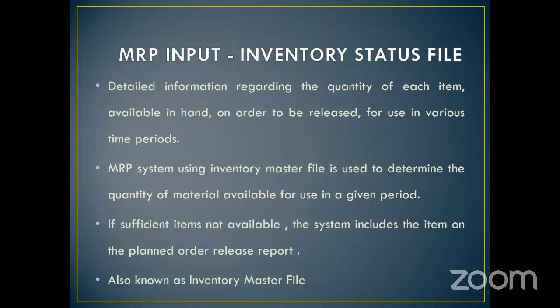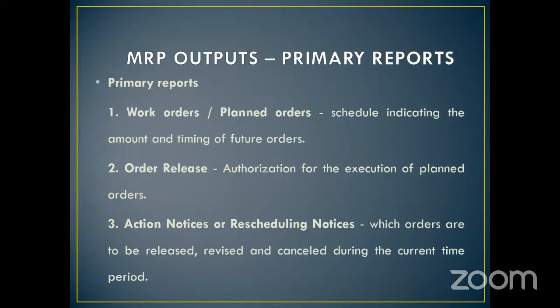If sufficient items are not available, then the system includes those items in the planned order release report. Because if it is not available in the inventory, then when you order it and after how many days it will reach you, those things are very essential. This is also known as the inventory master file. We prepare this: what is there, how much will be left per day, how much it will consume. Suppose we have to order today, then after how many days it will reach you, all these things. That report tells us the inventory status.